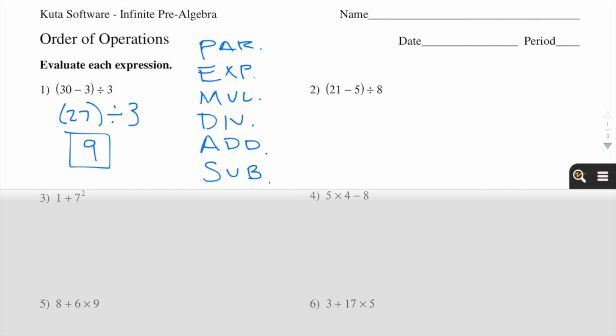Okay, number 2. I'm going to write equal signs on these just because it's the proper way to do it. Number 2. Parentheses 21 minus 5 and then divide by 8. So we start with the order of operations again. Do we have parentheses? Yes. Inside the parentheses, do we have more parentheses? No. Any exponents? No. Multiplication or division? No. Addition or subtraction? Yes. So we do the subtraction. 21 minus 5 gives us 16 divided by 8. When we divide 16 by 8, we get 2 as our final answer.